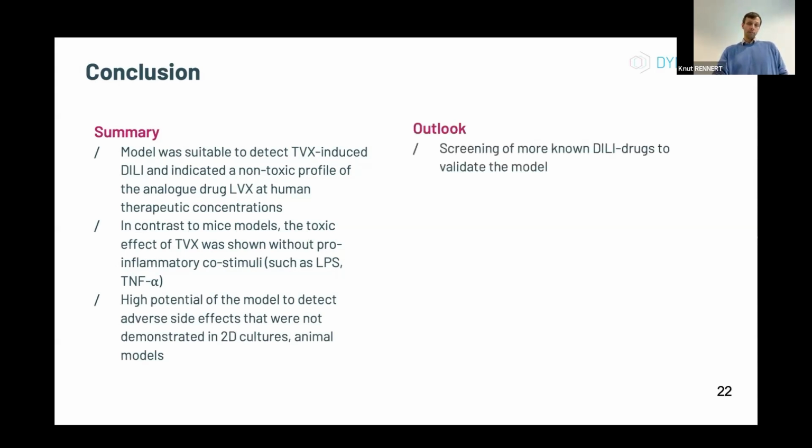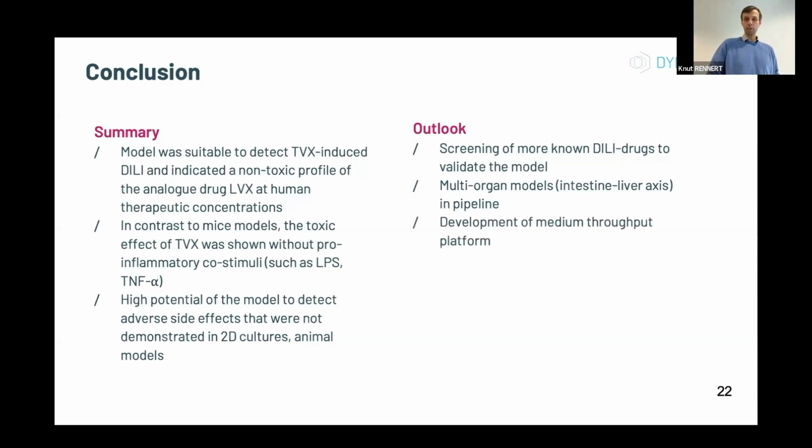For the future, we are currently screening for more DILI drugs to validate the model. We are already in the development or establishing phase of multi-organ models. For instance, we can combine intestine model and liver model for investigations regarding toxicity. Also, lung and liver is also established.